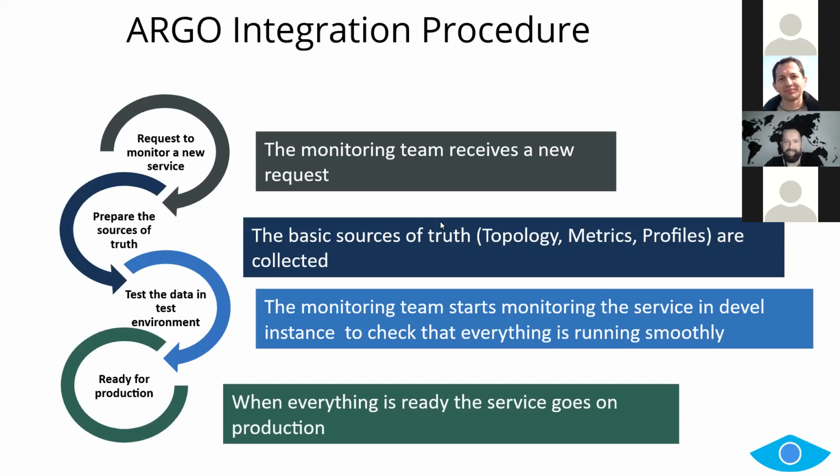Now there's this integration procedure so that the monitoring team receives a new request. We check that the topology database is fine, and then we ensure that we take care of the profile. Those are a bunch of attributes that I showed you, all defined by us with your assistance, of course. And then we deploy this on the devel instance, which we can break without any problems for production.